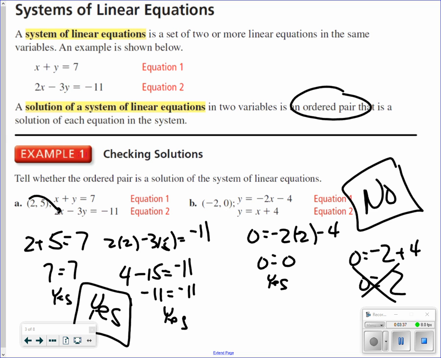And here's what you need to do: you need to show your work. You need to show why you said no. You can't just say nope or yes. You ultimately need to show why you said that. So again, plug in for x, plug in for y. If it works, then it's a yes.